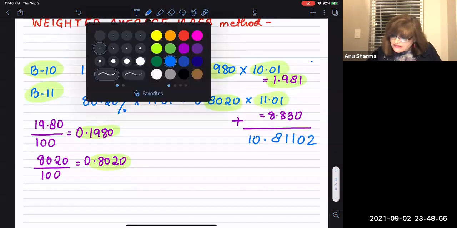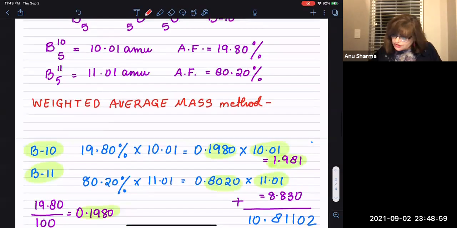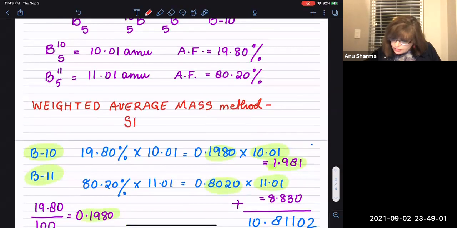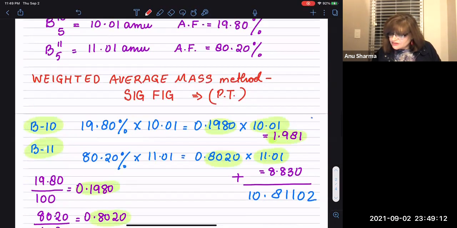Now let's also discuss these significant figures. Whenever you're doing these calculations, pay attention to significant figures. It's very important because that's something that we put in the periodic table. So we want to be as exact, accurate and precise as possible.